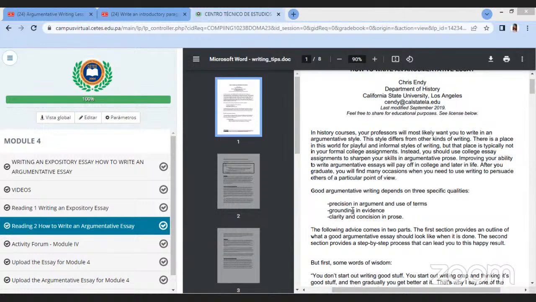The second one, the grounding in evidence. And the third one, the clarity and concision in prose. Okay, so the first one, precision in argument and use of terms. The precision in language and clearly defining terms is vital in crafting an effective argumentative essay.